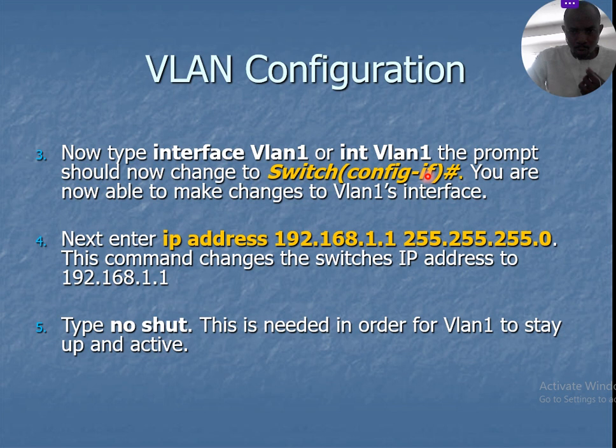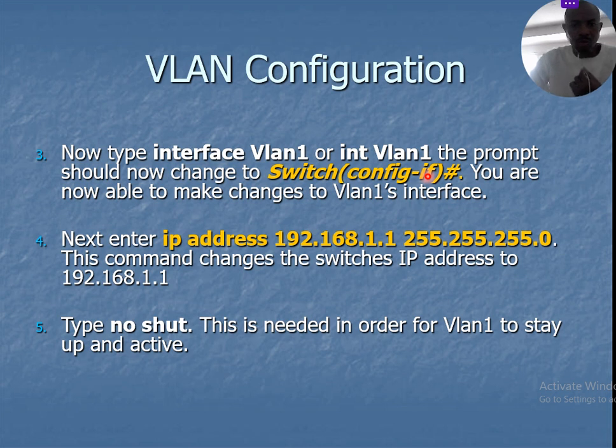Then the prompt will change to switch config if hashtag, that means interface. Switch config interface hashtag. The next step is to enter the IP address. You put the IP address that you want, 192.168.1.1, then you follow with the subnet mask 255.255.255.0. This command changes the switch IP address to 192.168.1.1. The IP address is now changed to 192.168.1.1.